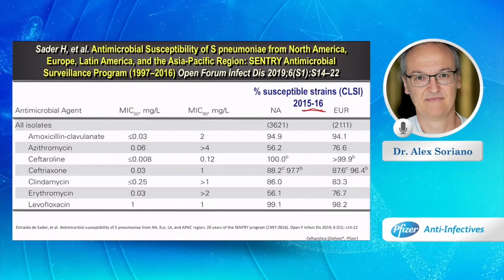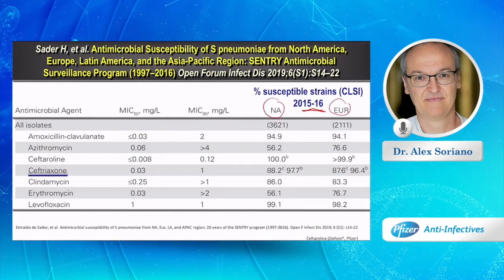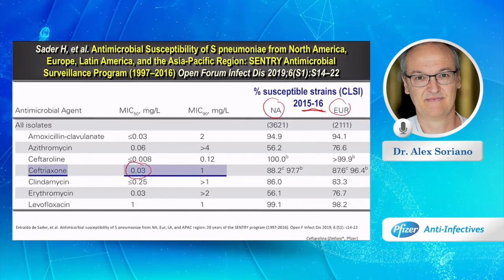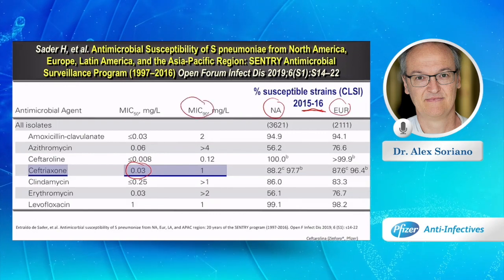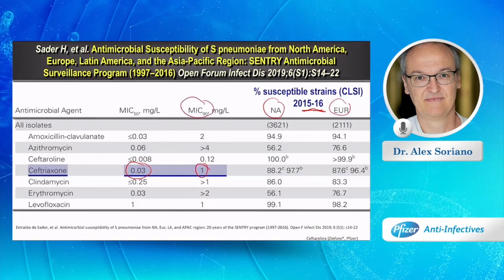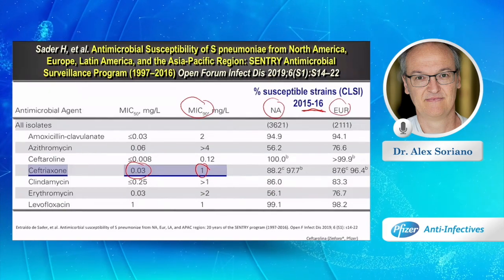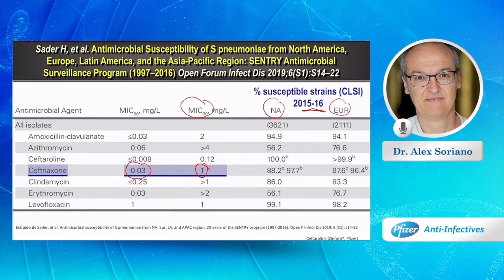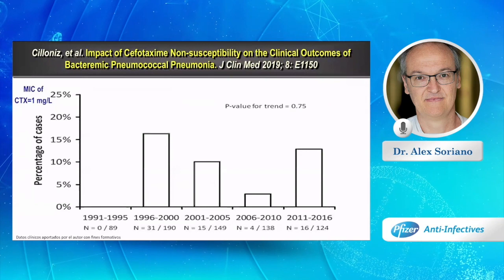I'm here showing you data from Europe and from North America. And they observed that for ceftriaxone, the MIC50 is, we can say, quite low, but the MIC90, as you can see here, is about 1. 1 is, we would say, intermediate susceptibility for ceftriaxone, yeah? And this means that about 10% of the strains have an MIC of 1. What is the impact of this on the outcome of patients?